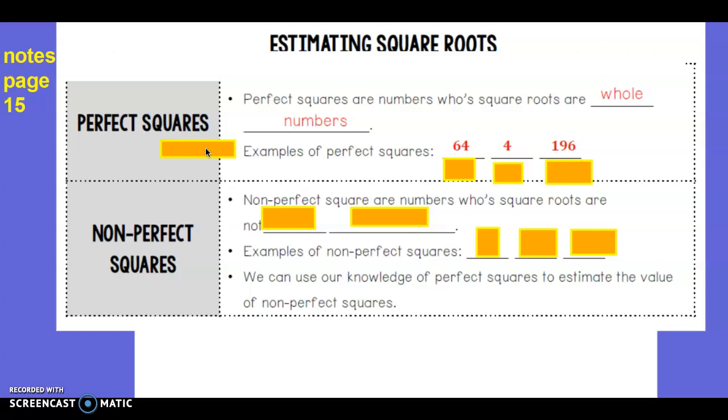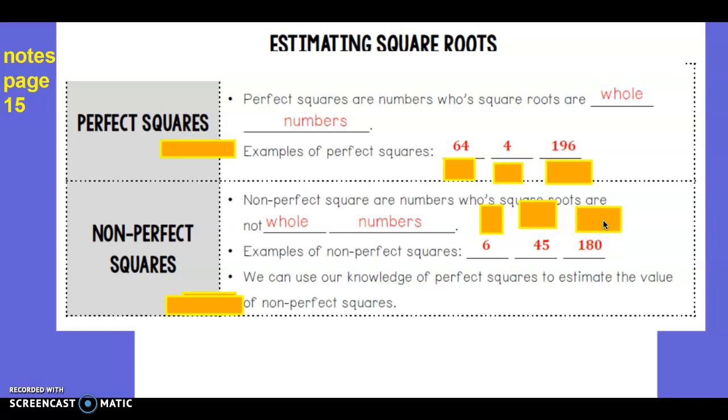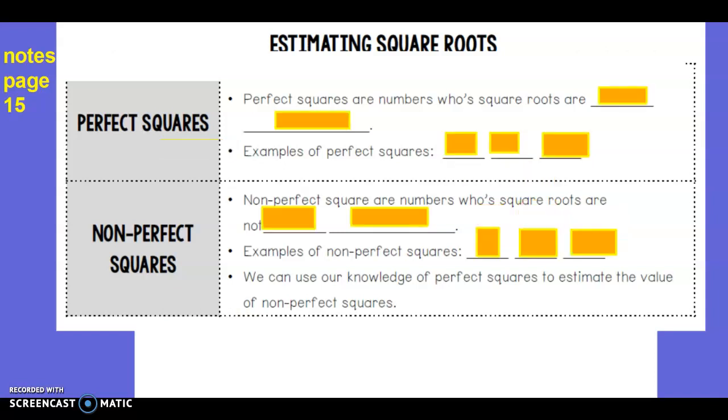Now let's look at what a non-perfect square is. Non-perfect squares are numbers whose square roots are not whole numbers. Examples of non-perfect squares would be anything except those perfect squares. So you could list something like 6, 45, 180, 3, 5, 7, 12. It doesn't have to be necessarily an even or an odd number, just any number that is not a perfect square. So what we're going to do today is use our knowledge of perfect squares to help us estimate the value of non-perfect squares. And we're going to try to do this without our calculator so we can apply our knowledge that we already learned.